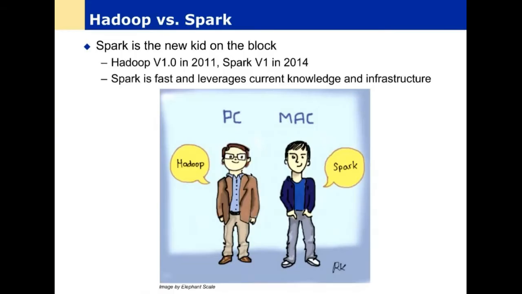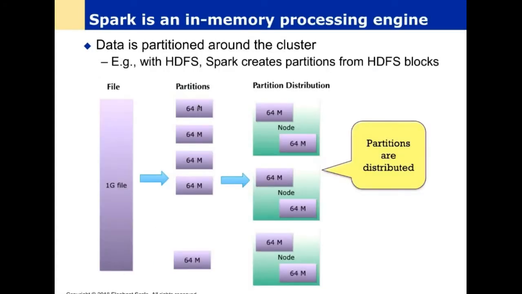You can compare it to some old cartoon ideas about PC and the Mac. But the end result is that it takes all of your data here on the left, and it brings it into memory. Here we show those memory blocks being 64 megabytes. They're called partitions. And then it does this processing in the memory, and that is much faster.